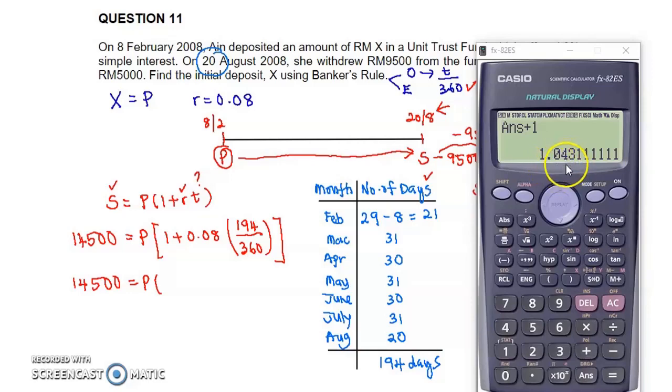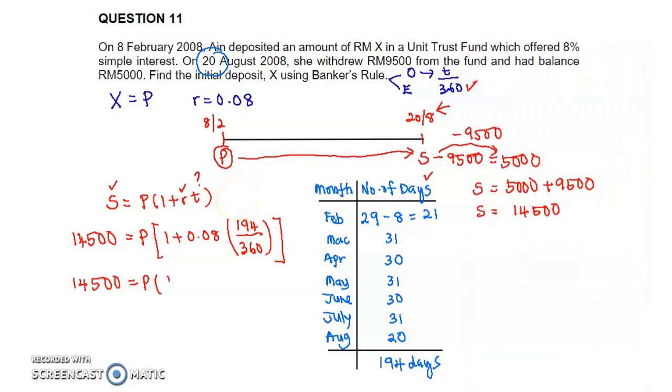So 1.0431. So here P equal to 14,500 divided by 1.0431. So here P you will get 14,500 divided by 1.0431. RM 13,900.87.